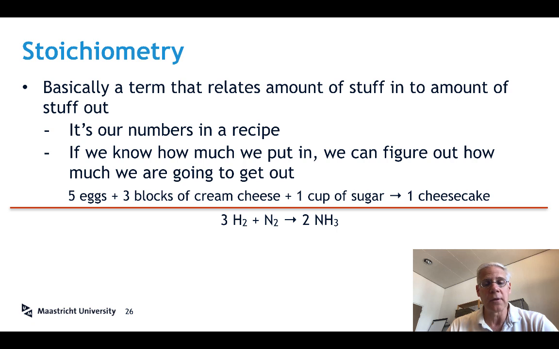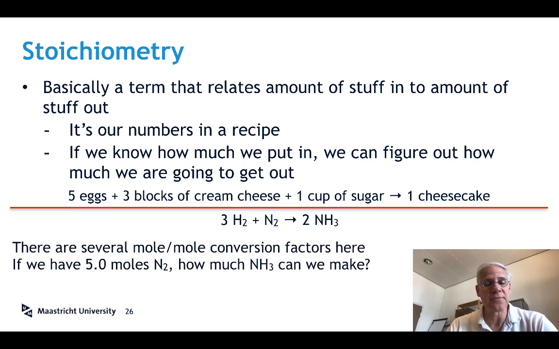Well, the same thing goes for a regular chemical reaction. Down below, we have the chemical reaction for the formation of ammonia: 3H2 plus N2 going to 2NH3. There are lots of different conversion factors that we can make. Before we even look at those, we can do some of these conversions in our head. If we had 5 moles of N2, how much NH3 would we be able to make? For every 1 N2 that we put in, we get 2 NH3 out. So if I put in 5 moles of N2, hopefully you can see that we should get 10 moles of NH3 out. You did that one in your head, and it's good to remember that because these calculations aren't particularly difficult.